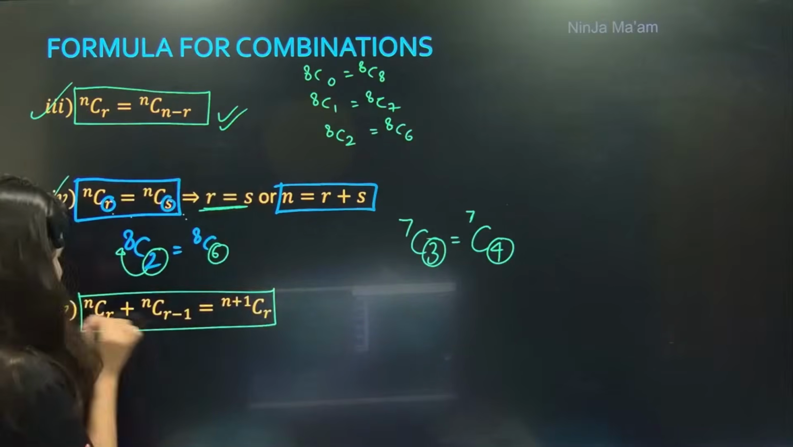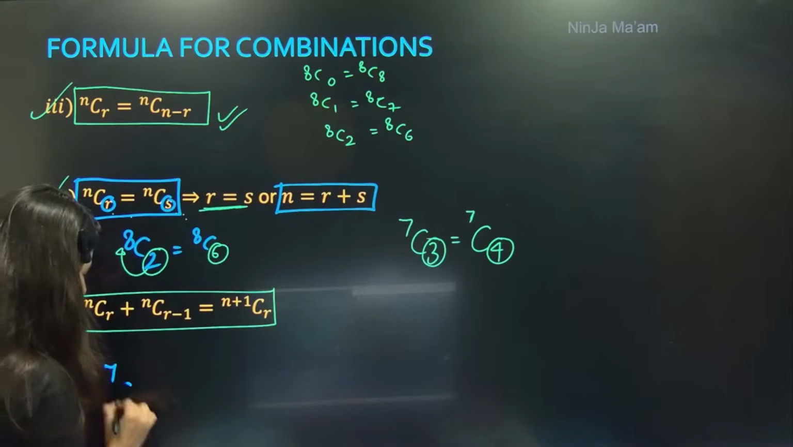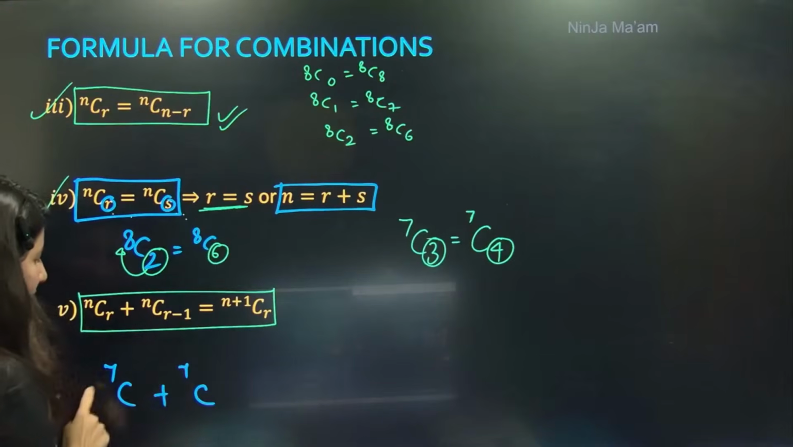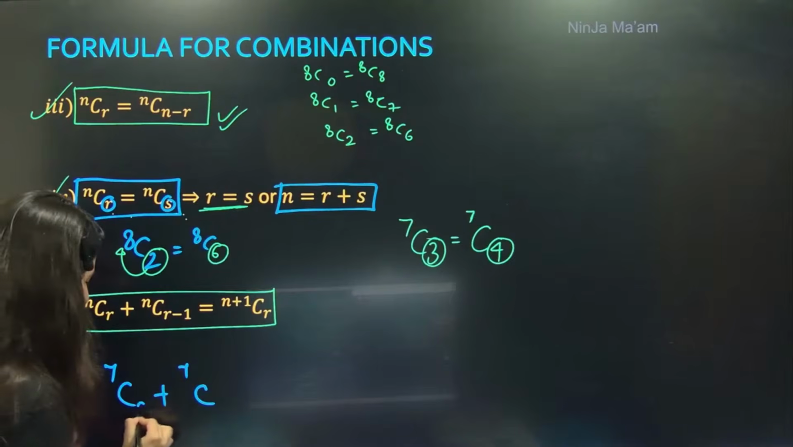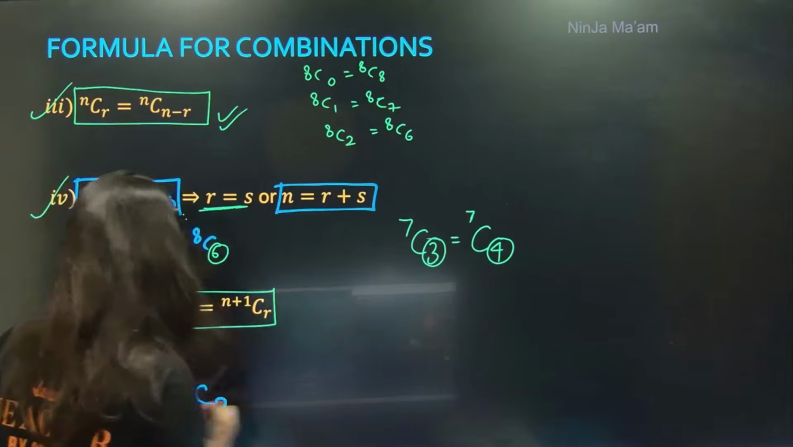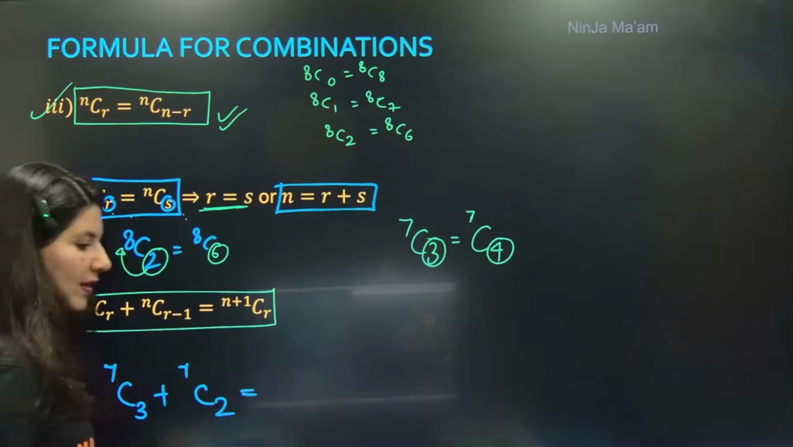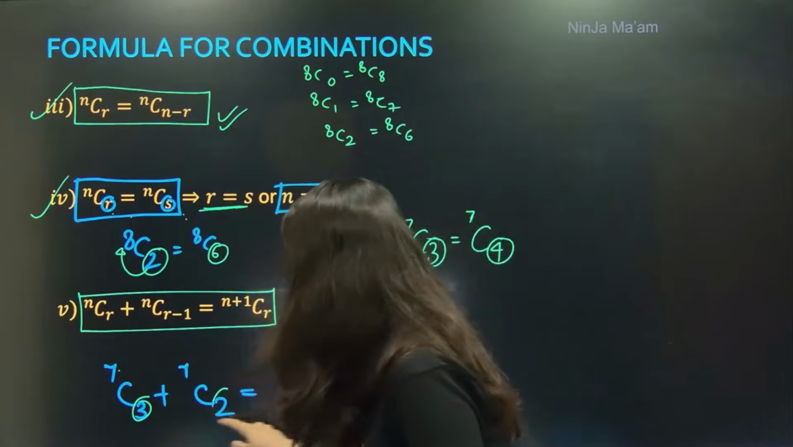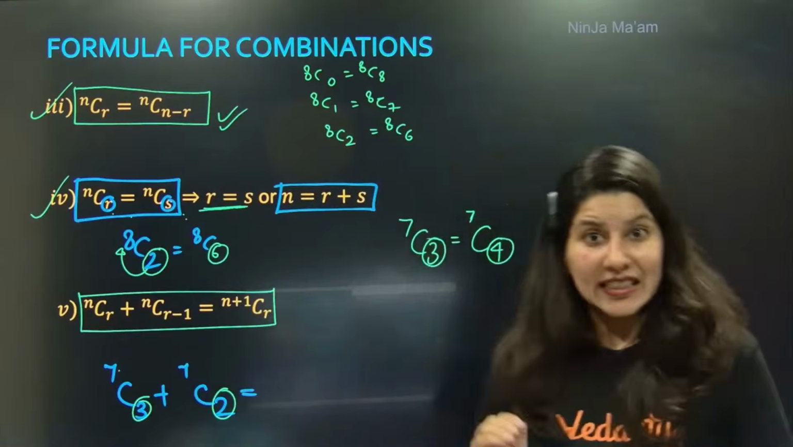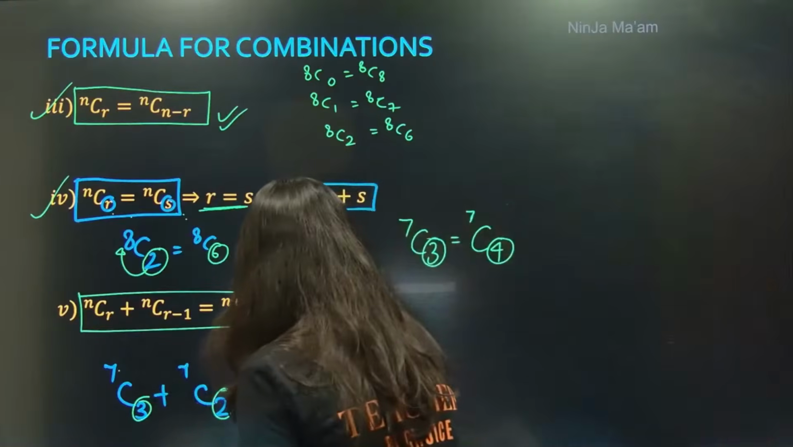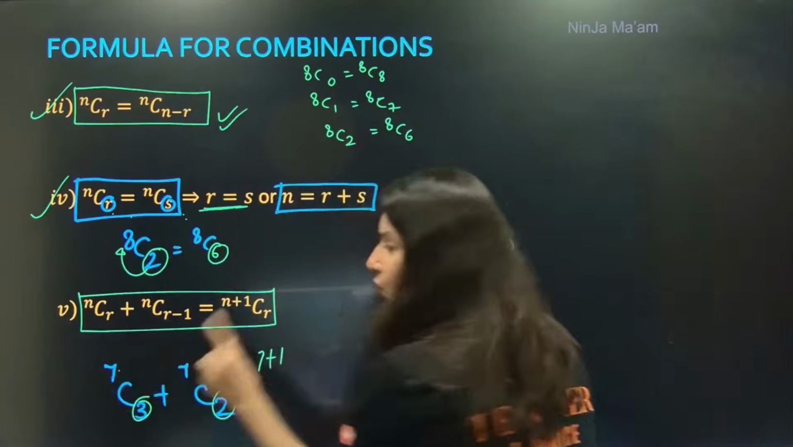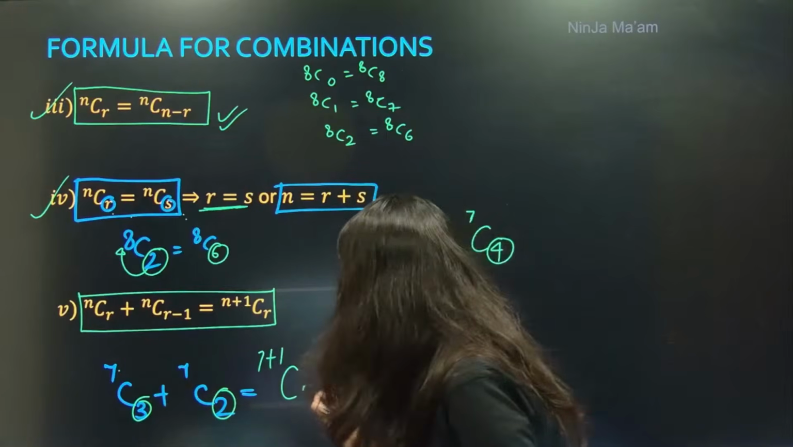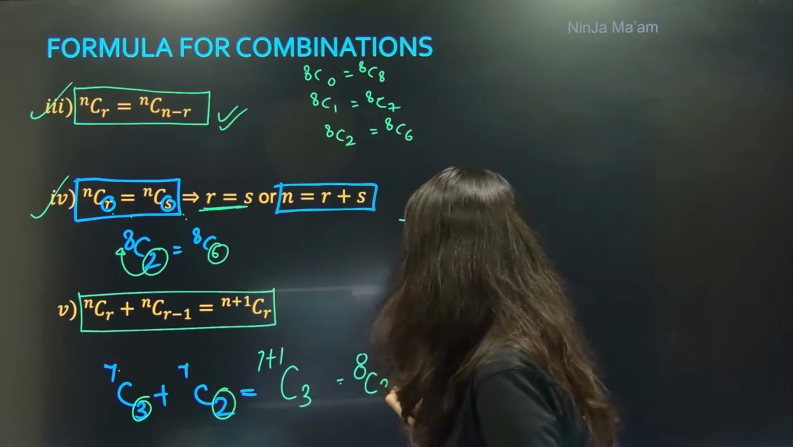Ninja Ma'am says that whenever you have, suppose, a sum of two things with the same n, the upper index should be the same, 7, 7. And if you have 3 and let's say 2, so 7C3 plus 7C2. The condition is both 7s should be same, but the lower index should have a gap of 1. Then you can apply this formula: you just need to add 1 to the upper index, 7 plus 1, C, and whichever lower index is bigger, you write it over here. Answer will be 8C3. That's it.